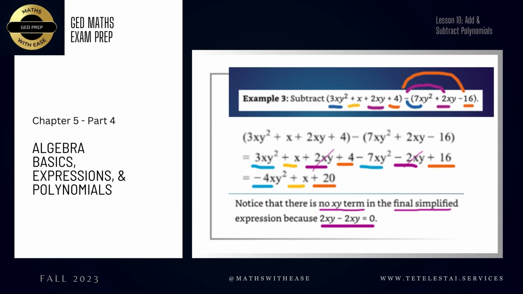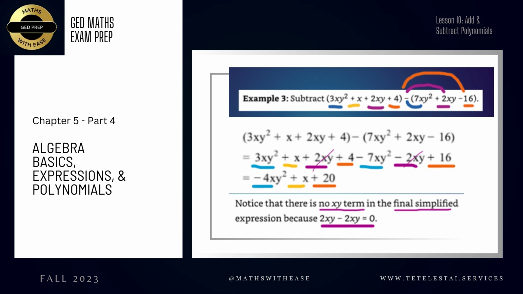So in this example, we're told to subtract 3xy^2 + x + 2xy + 4 from 7xy^2 + 2xy - 16. Again, we start by distributing the negative sign across everything to the right of the negative sign. So negative 1 times 7xy^2 gives us a negative 7xy^2. Negative 1 times 2xy gives us a negative 2xy.